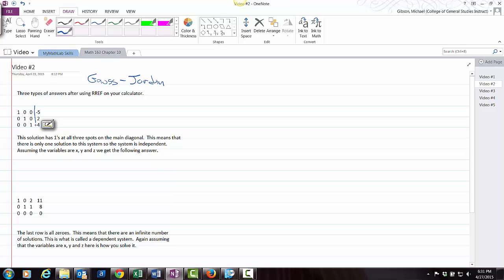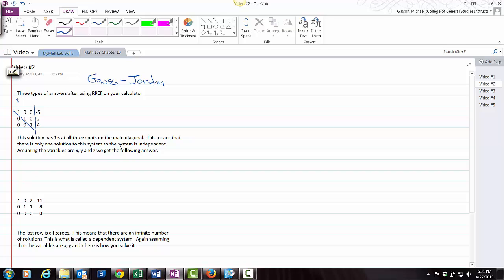So one of them looks like this. What I mean by this is, see, it's all ones right down the main diagonal there. Row 1, column 1 is a 1, row 2, column 2, row 3, column 3, all ones. And then to the left of this vertical line, other than the diagonal, it's all zeros. Well, you can just read the answer off.